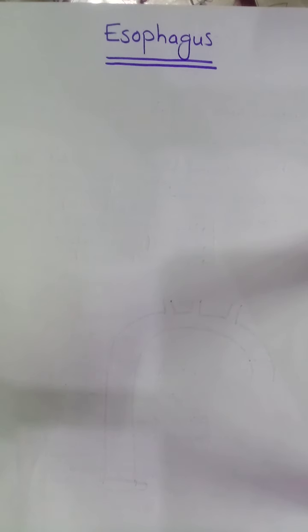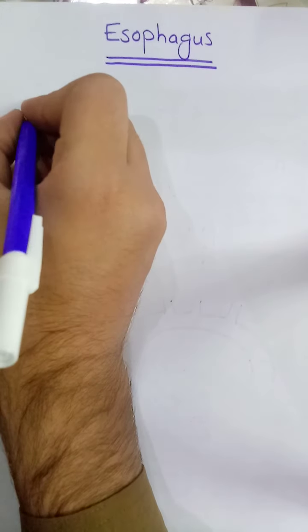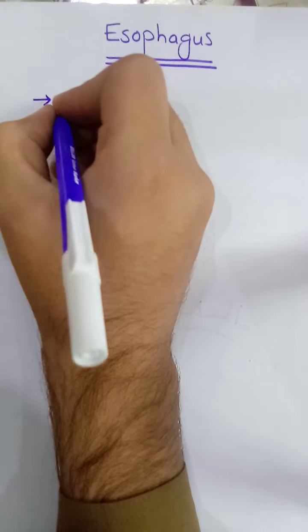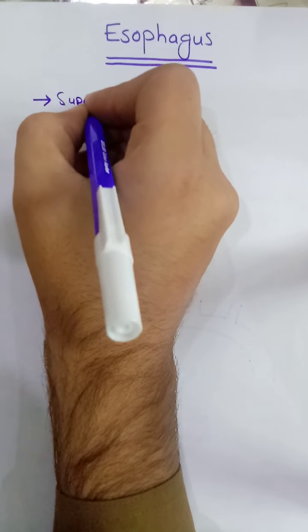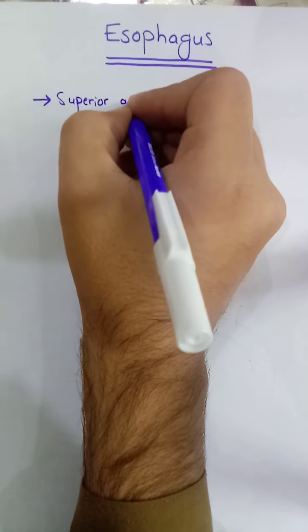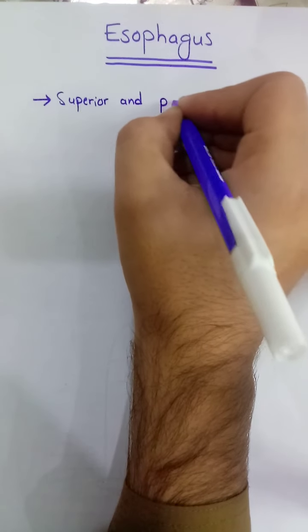Assalamu alaikum. So today we will discuss the esophagus, which is present in the superior and posterior mediastinum. We will discuss its constrictions, its relation with the structures in the mediastinum, its arterial supply and the venous drainage. So let's start. First of all, it is present in the superior and posterior mediastinum.